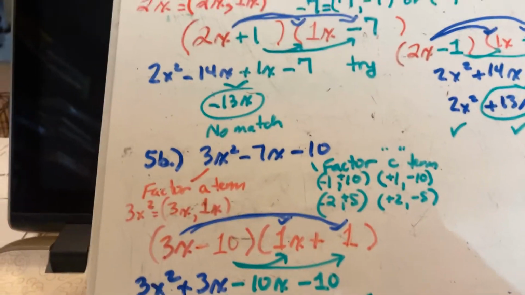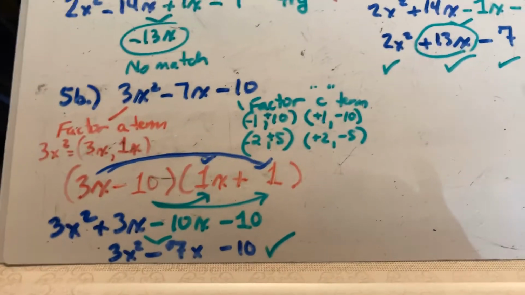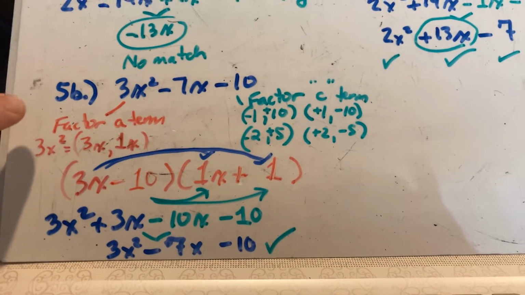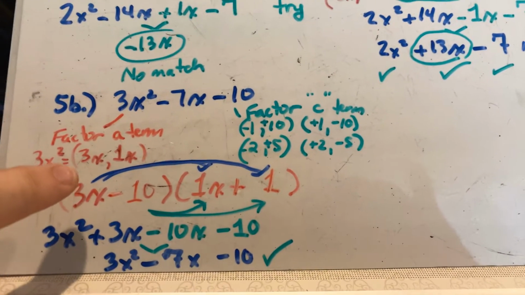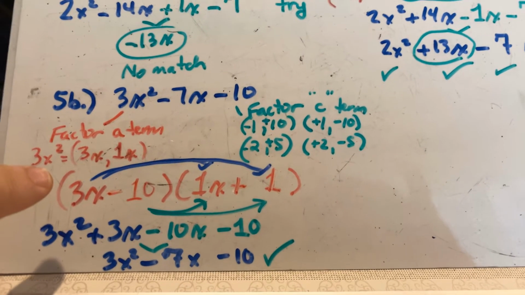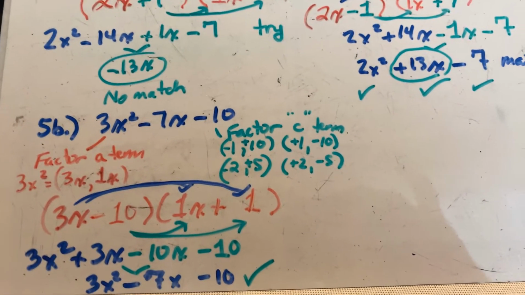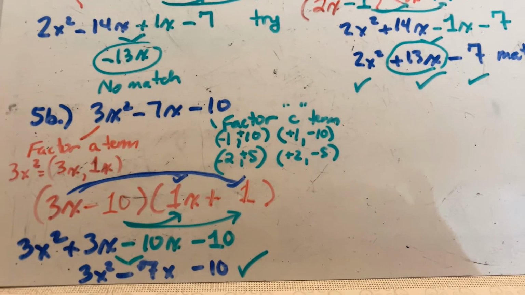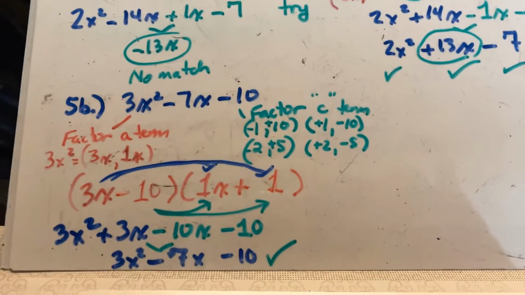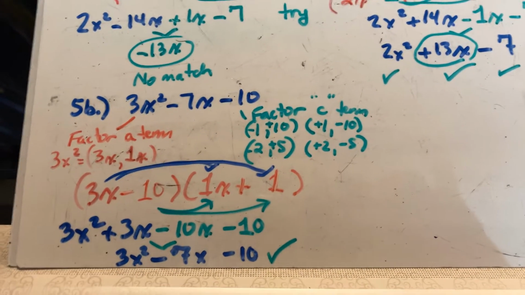Going to 5b, this is the second example. So I have 3x squared minus 7x minus 10. We're going to factor our leading or our a term. 3x squared only can factor into 3x times 1x. Again, 3 times 1 is 3, x to the first times x to the first is x to the second. We're going to factor the c term. Now, this one has more possible options. So 10 is either 1 times 10 or 2 times 5. However, since it's -10, you have to try -1 times +10, +1 times -10.